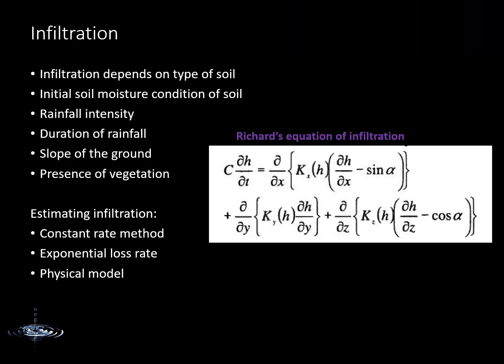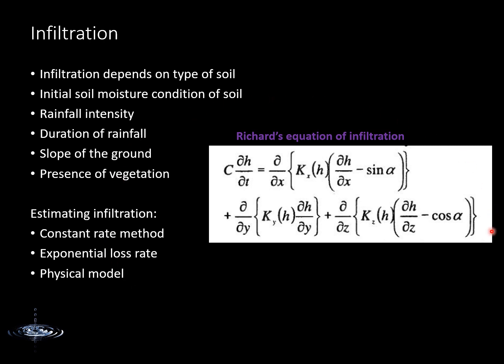Now, how do we estimate infiltration? Obviously, infiltration depends on type of soil, initial soil moisture condition, rainfall intensity, duration of rainfall, slope of ground, and presence of vegetation. To estimate infiltration, we have different techniques like the constant rate method, exponential loss rate, and physical models. So there are different techniques available depending on how accurate the results need to be. When we need really accurate results, we may go for physical models, whereas if we just need some kind of estimation, then we can use empirical techniques.